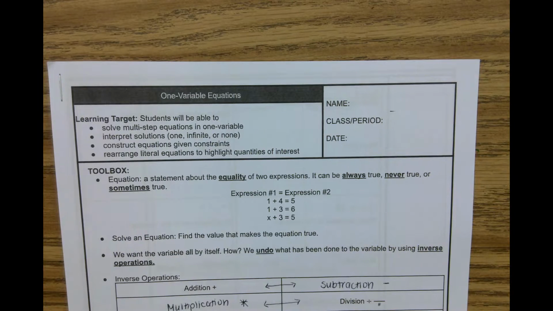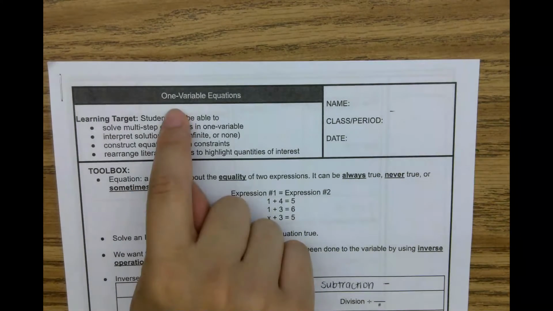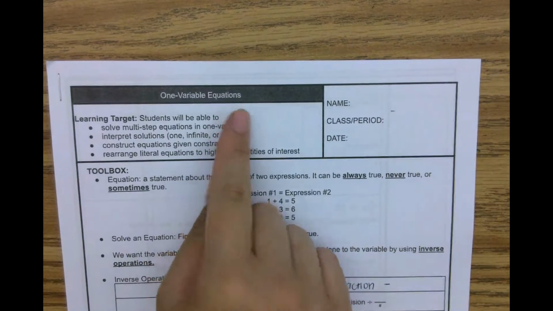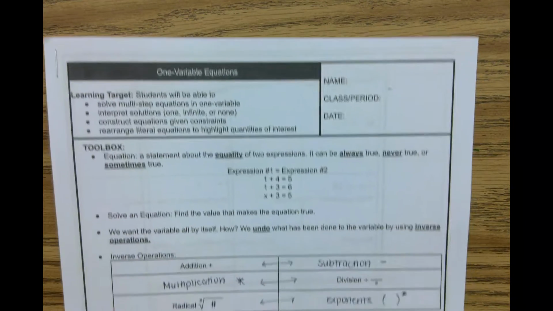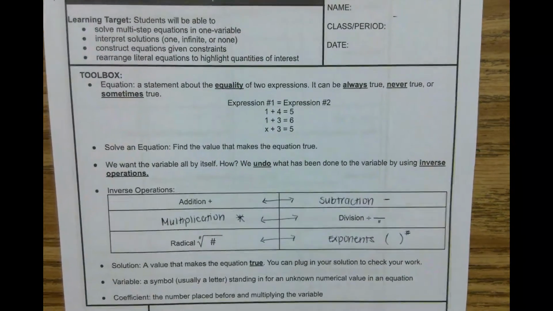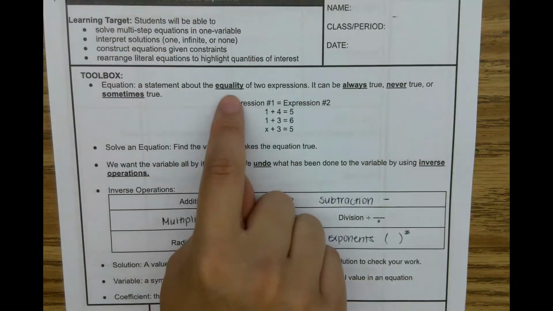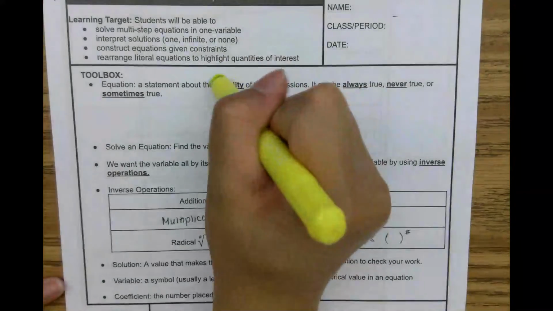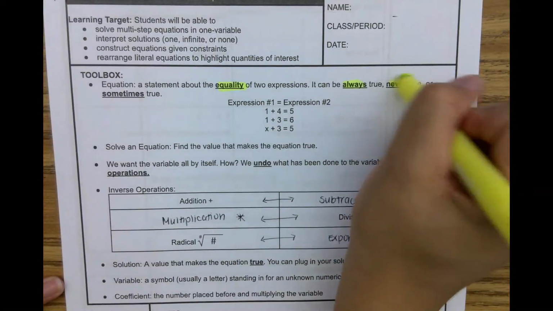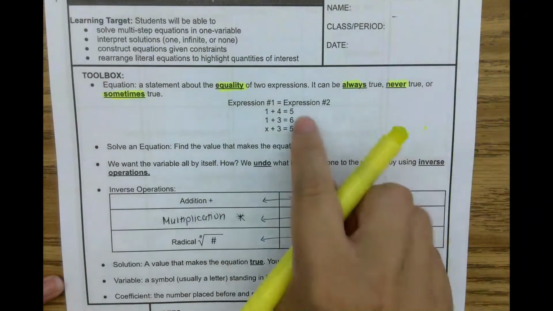Hi guys, so today we're going to learn how to solve one variable equations, specifically one-step, two-step, and multi-step equations. So what is an equation? An equation is a statement about the equality of two expressions. Okay? They can be always true, never true, or sometimes true, like in this example, right?